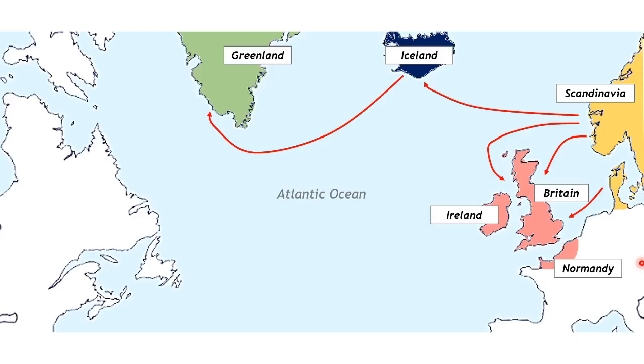Okay, so where are we in our story? The Vikings came from Scandinavia. They went to the British Isles, Ireland and Normandy. At the same time, they headed to Iceland and settled in Iceland, and we've just seen how for a short period of time they settled in Greenland as well with Eric the Red. The final part of our saga takes us all the way across the Atlantic Ocean to North America.